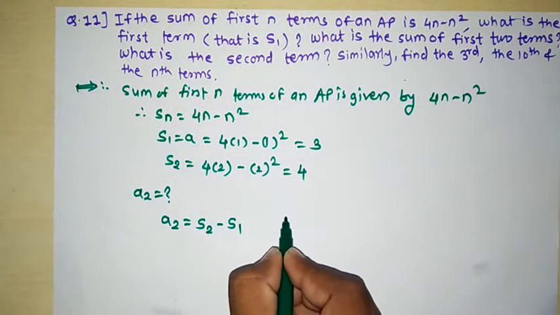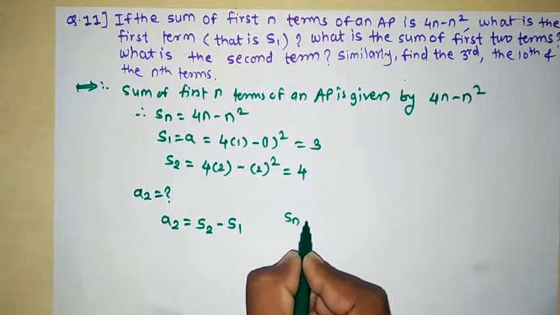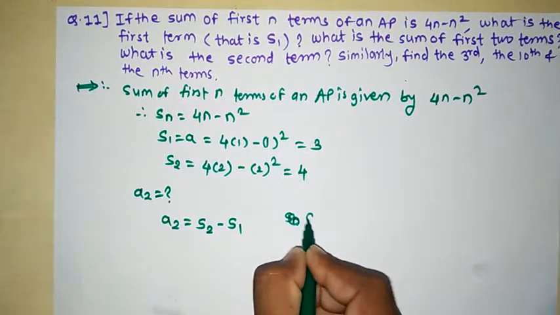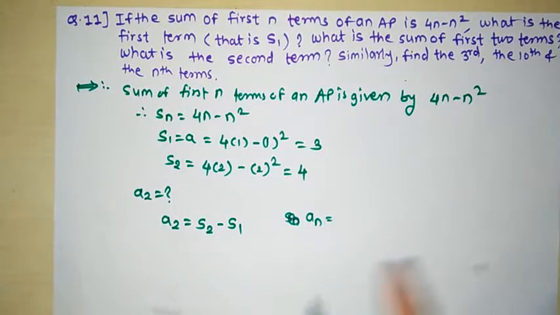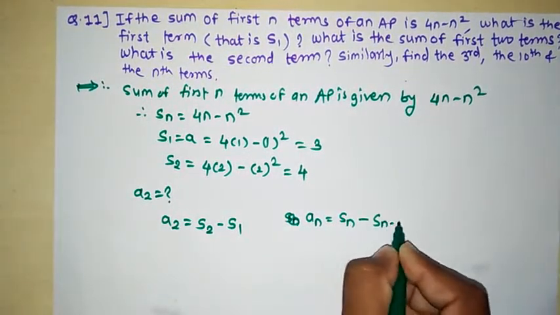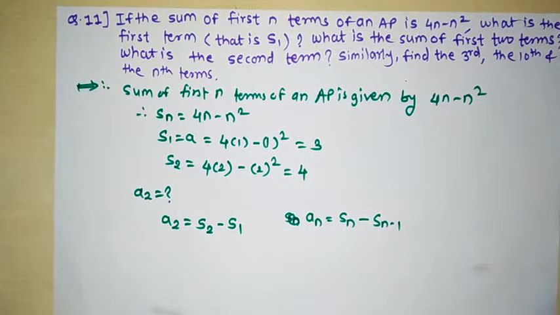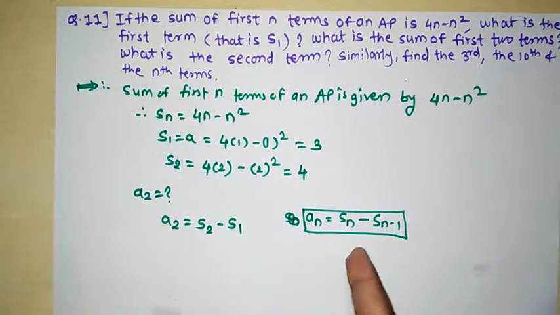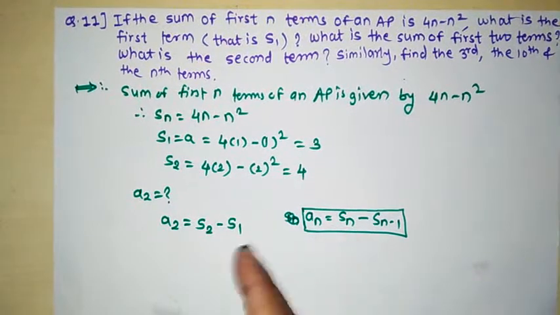Recall that remark one, that is like this. Sn is the sum of the n terms, and that is a formula for the last term. An is equal to the last term, which is equal to the sum of the n terms minus the sum of n minus 1 terms. We have seen this formula. Recall this formula by using that only.